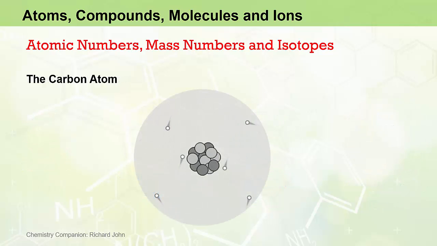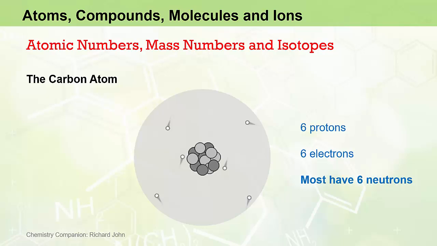This is a representation of a carbon atom. Carbon is number 6 on the periodic table and has an atomic number of 6. It therefore has 6 protons in the nucleus. Now, since an atom has no net electrical charge, the number of electrons equals the number of protons, so therefore a neutral carbon atom also contains 6 electrons.